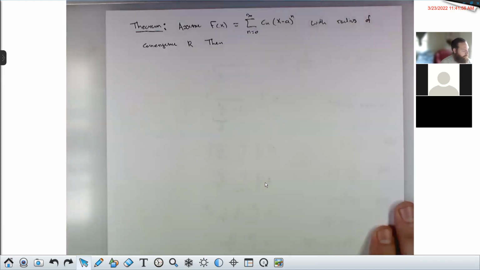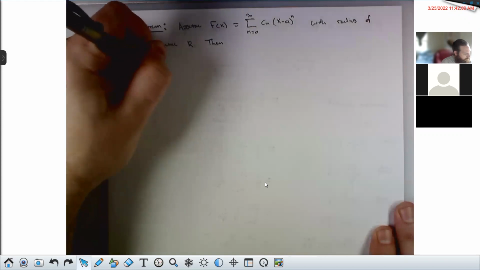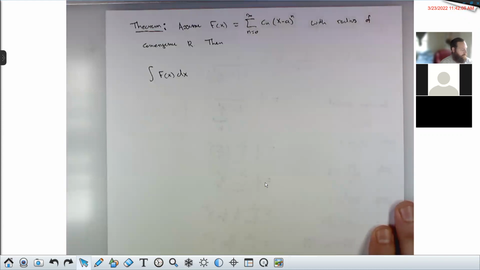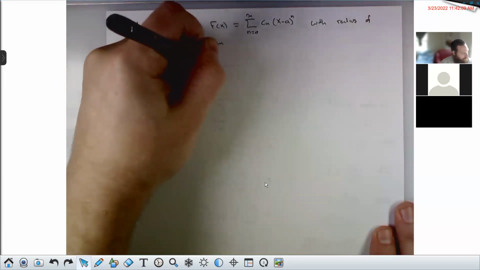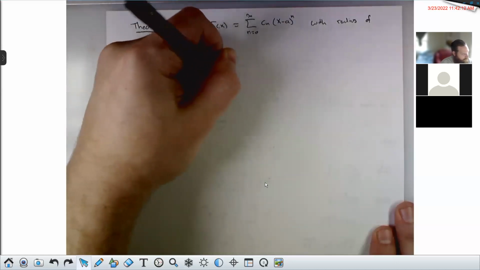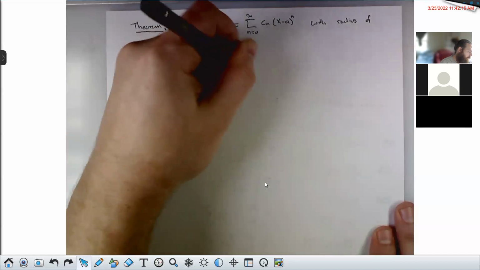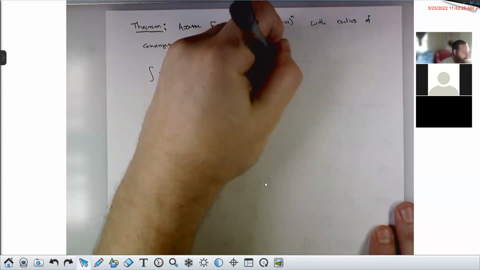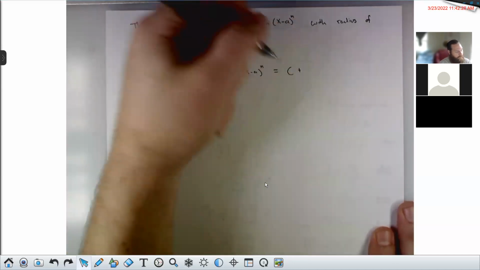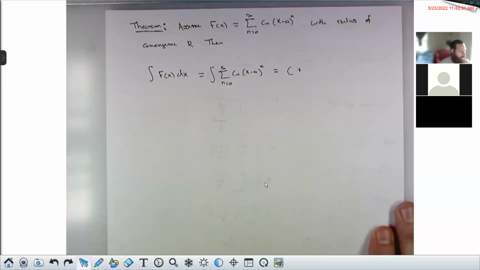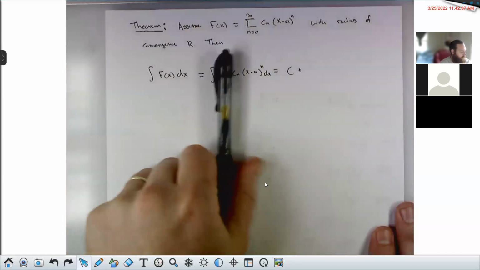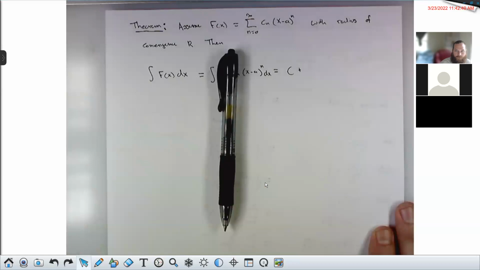Then two things are true. The integral of f of x dx, which would be the integral of this series, can be computed nicely. I'm doing an indefinite integral, so we're going to have a plus c, and we like to write that plus c out front. And then the trick is to cover up all of this stuff. Oh, sorry, I need a dx here. The trick is to cover up all of this stuff and pretend like you're just integrating the x minus a to the n term.